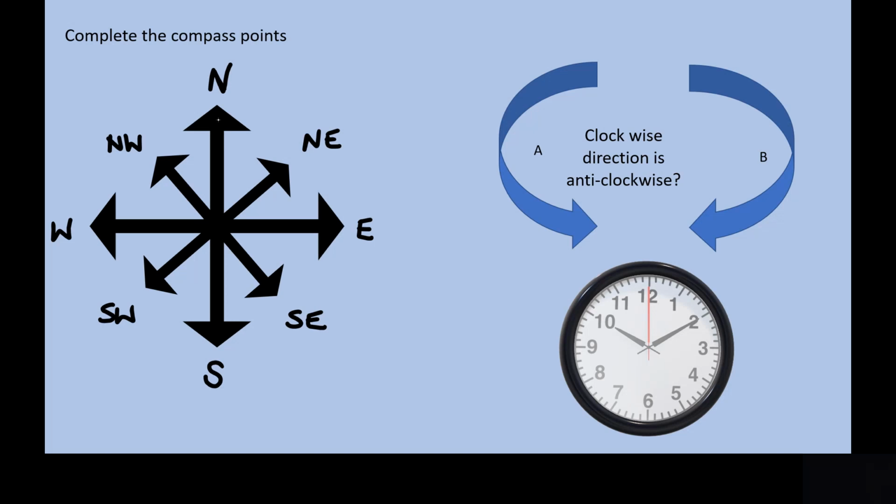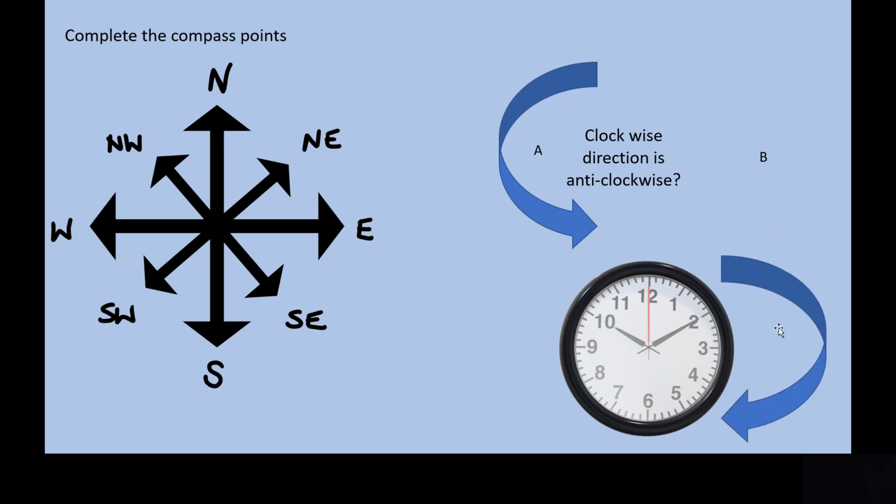On the left-hand side, have a think about what clockwise means and what anti-clockwise means. Now let me show you here. Clockwise, as you might imagine, is like a clock, and it goes around. Clockwise is the direction that we work in with bearings, and anti-clockwise goes back the other way.